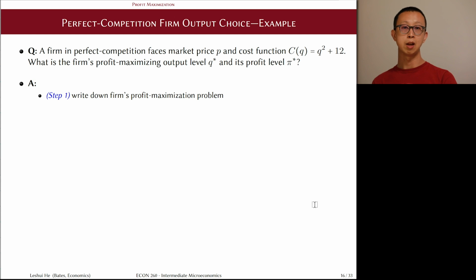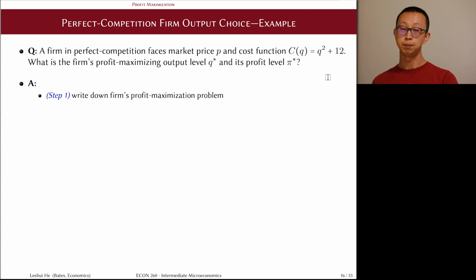Now let's turn to look at an algebraic example of a model where the firm maximizes its profit. Let's say we have a firm in perfect competition that faces market price P and a cost function that is quadratic. So the cost is equal to the output level squared plus 12. Then what is the firm's profit maximizing output level Q star and its profit level pi star?